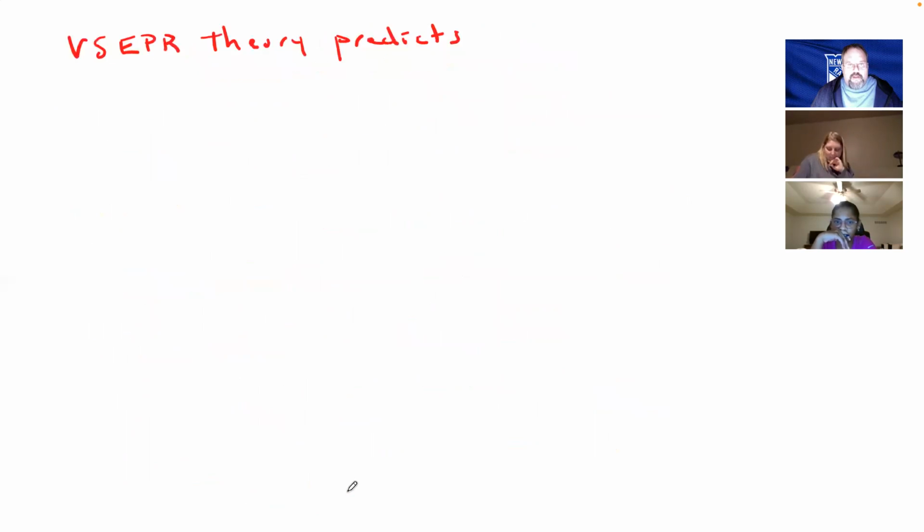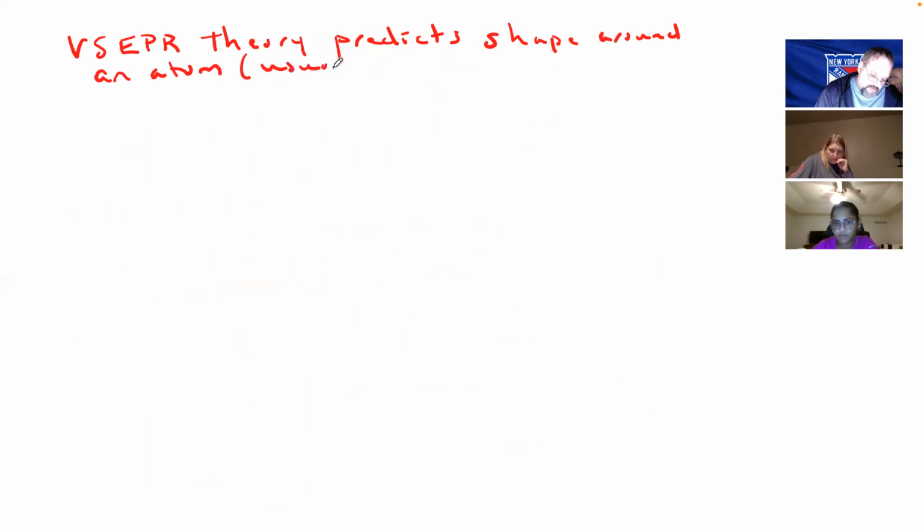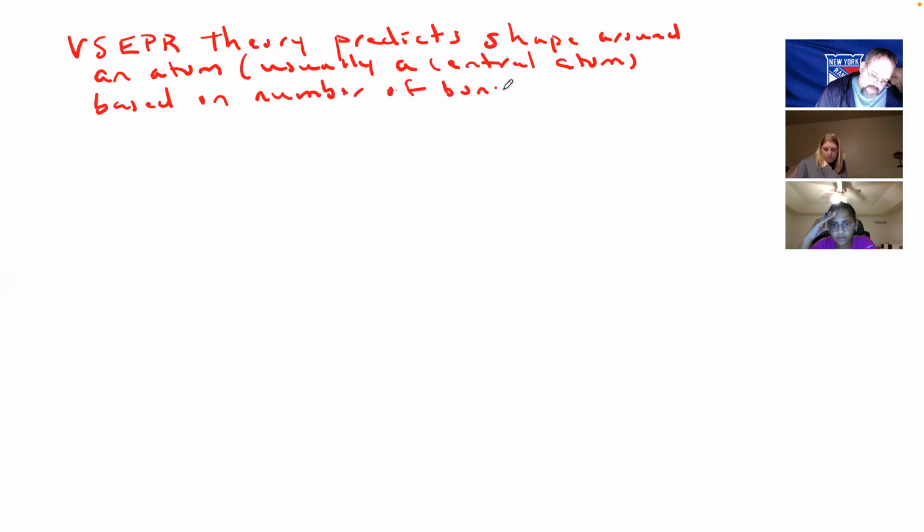So VSEPR theory predicts shape around an atom, usually a central atom, based on the number of bonds and lone pairs.